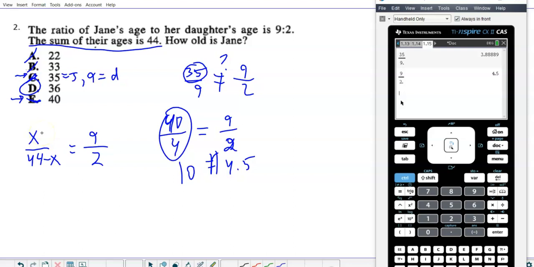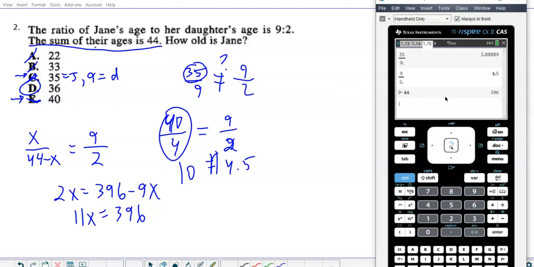And then you could just solve for x, right? Cross multiply, so you get 2x equals whatever, 9 times 44. 9 times 44 is 396, minus 9x. So 11x equals 396. Now let's see, 396 divided by 11 is 36. So it does work. Wasn't sure it was going to work out, but it did.